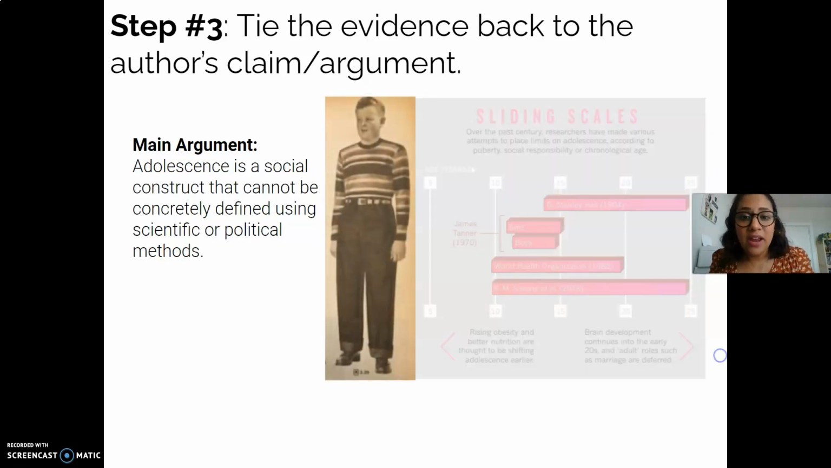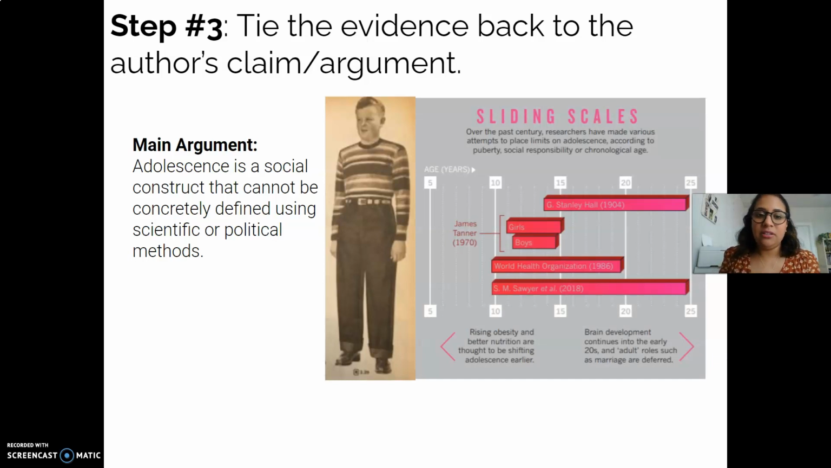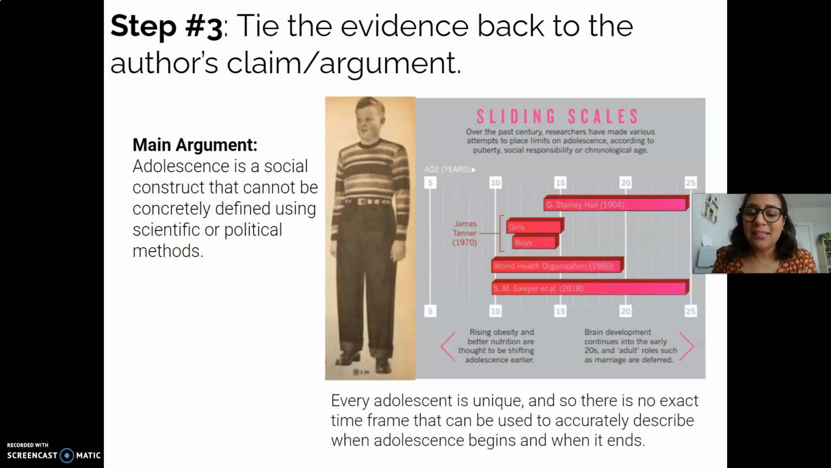Heidi uses LeVere's anecdote as a subject in Dr. Tanner's study in conjunction with research published from Dr. Tanner's study in order to show that every adolescent is unique, and so that there is no exact time frame that can be used to accurately describe when adolescence begins and when it ends.